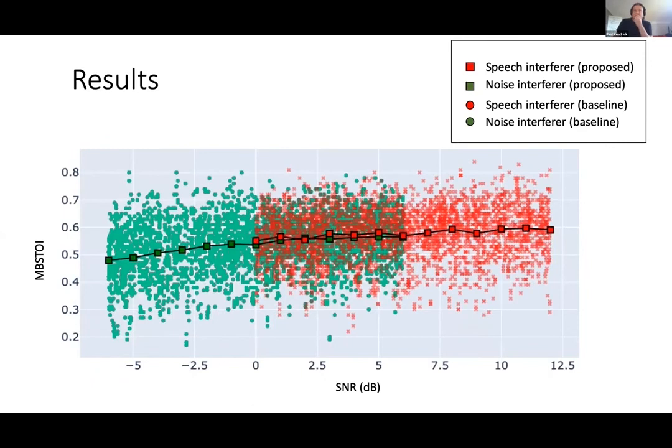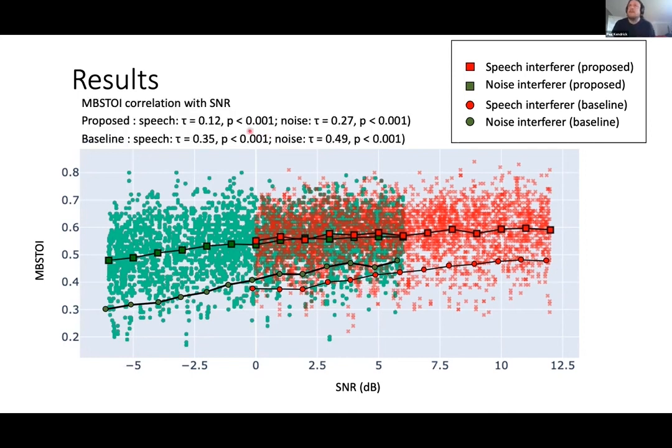So here are some results. I decided to do the same analysis as the baseline paper for comparison. I'm splitting results into 1 decibel signal-to-noise ratios, calculating the average MB-STOI measure. Green squares are the noise interferer, red squares are the speech interferer. This is for the proposed model, and then for the baseline we have the circles, the same colors. And what we can see is a marked improvement over the baseline. Interestingly, the improvement is greatest at lower signal-to-noise ratios. That's nearly 0.2, and that's less than 0.1 up here for noise, and similar for speech here.